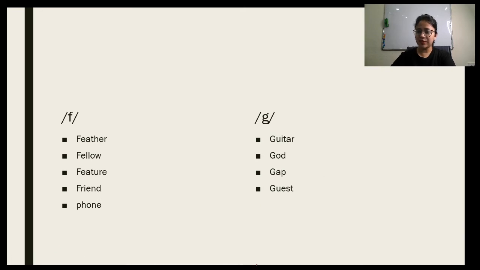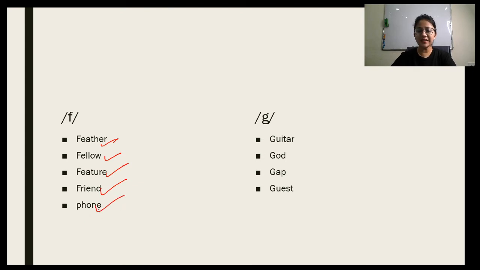Now, the next sound. Let's have a look at this. So this is F. So again, in both the British Council Phonemic Chart and the Macmillan Chart, you can come to know there are these sounds. F, F, F, F. Yes, Ramandeep, Delhi is right. So the sound is F. So it's very, very light on your mouth. So we go feather, fellow, feature, friend, phone.